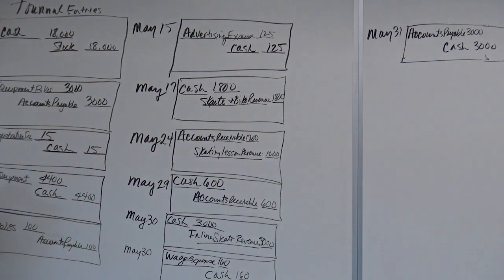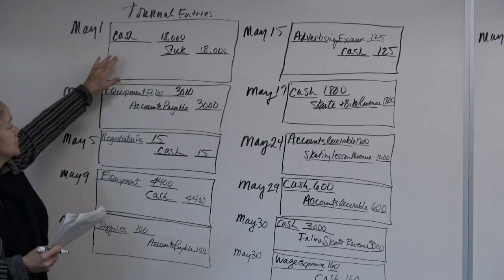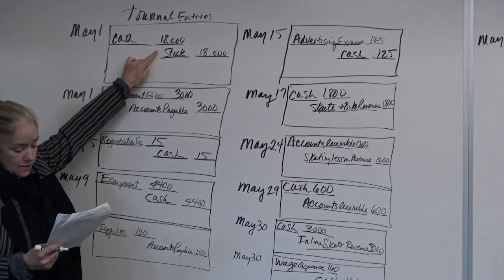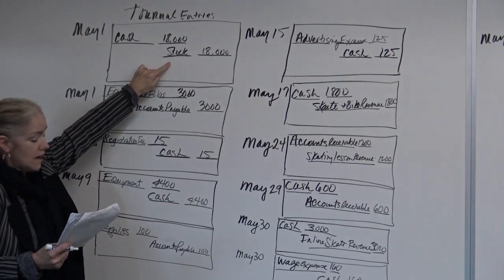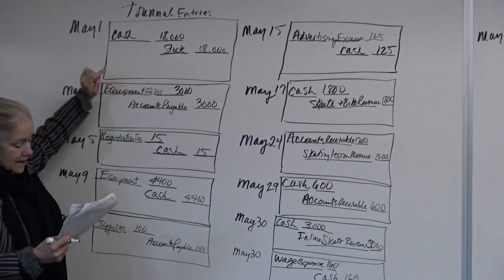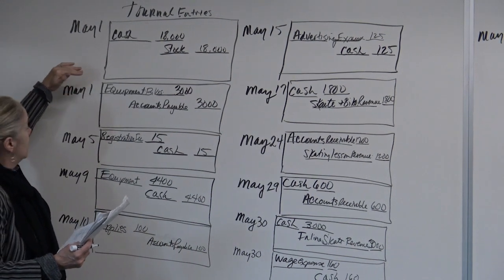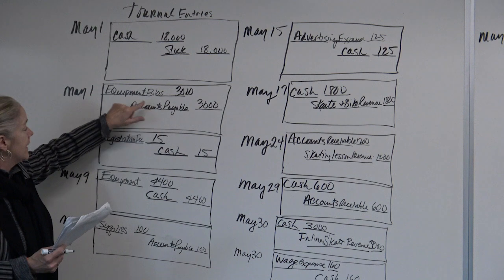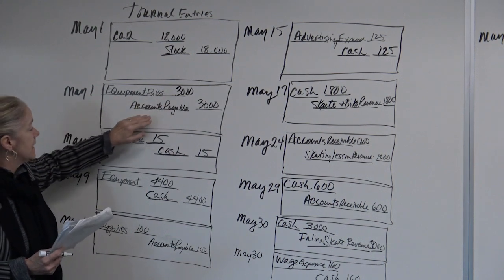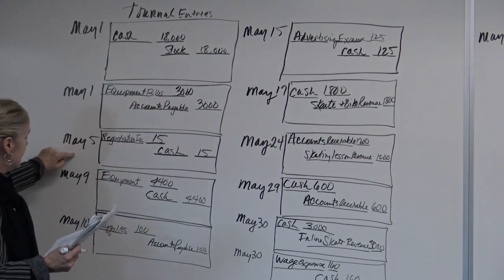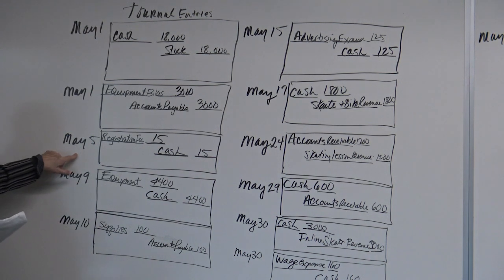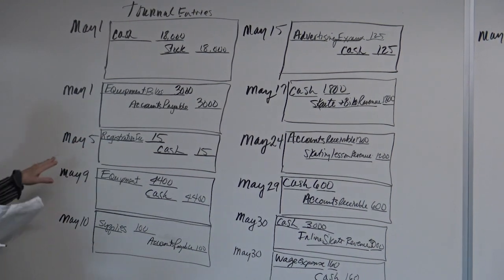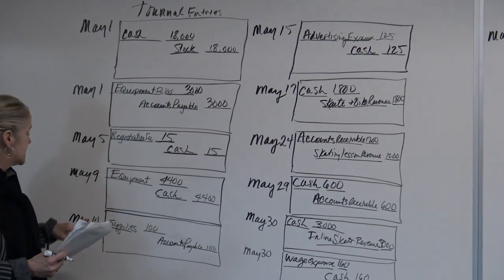So on May 1, we have a debit to cash for $18,000. That was because two investors put $9,000 each. We have stock of $18,000. On May 1, we have equipment that we are borrowing from the supplier. We have 30 days to pay. So we have equipment, bikes, $3,000, credit accounts payable for $3,000. On May 5th, we have a registration fee for $15, and we have cash credited for $15. That's a decrease to cash.